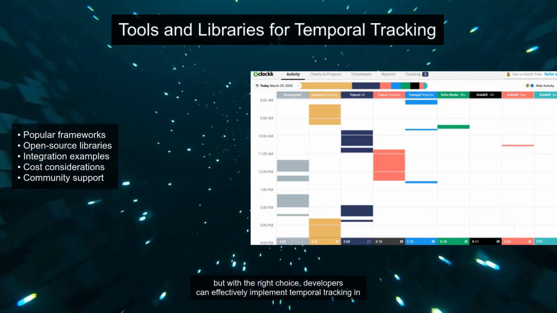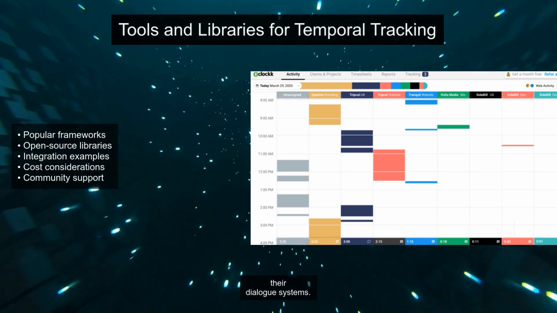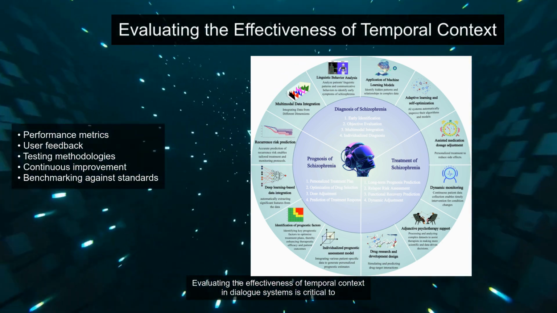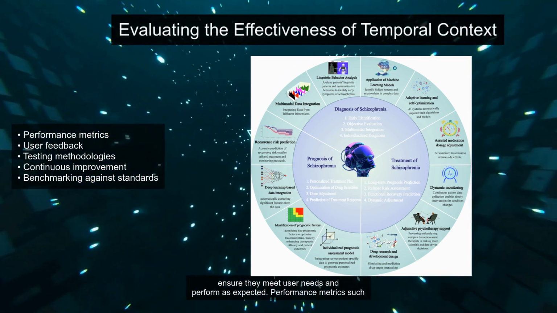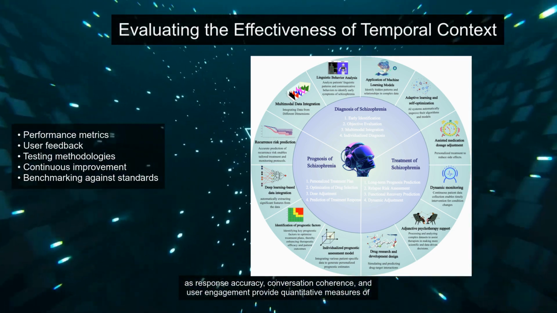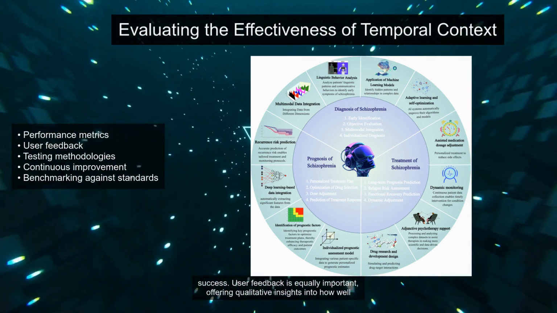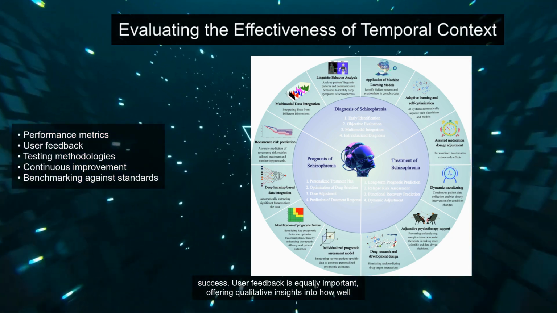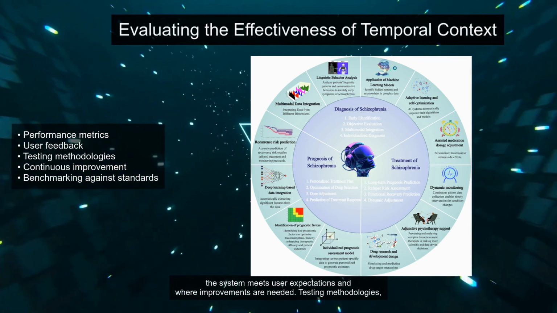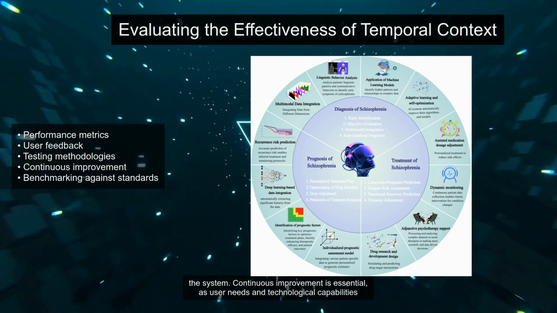Selecting the right tools and libraries depends on the specific requirements and constraints of the project, but with the right choice, developers can effectively implement temporal tracking in their dialogue systems. Evaluating the effectiveness of temporal context in dialogue systems is critical to ensure they meet user needs and perform as expected. Performance metrics such as response accuracy, conversation coherence, and user engagement provide quantitative measures of success. User feedback is equally important, offering qualitative insights into how well the system meets user expectations and where improvements are needed. Testing methodologies, including A/B testing and user simulations, help identify strengths and weaknesses in the system.